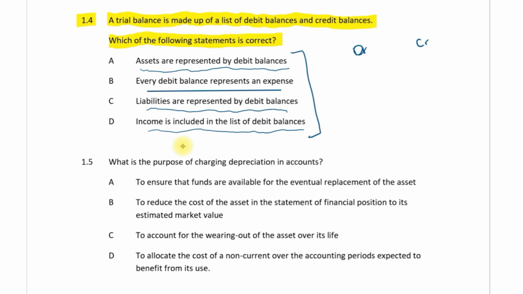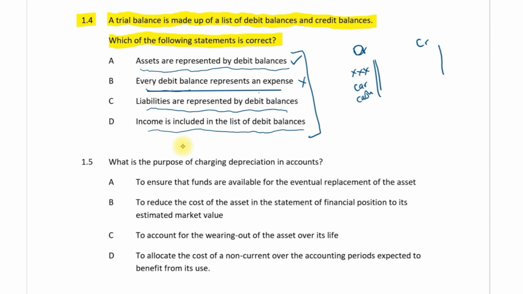That assets are represented by debit balances. Is this where we put our assets, like a car, like cash? Yes. This is where assets are going to be registered. Assets are not registered on this side. Assets are registered on this side. Every debit balance represents an expense. This is not correct. So far, this is correct.